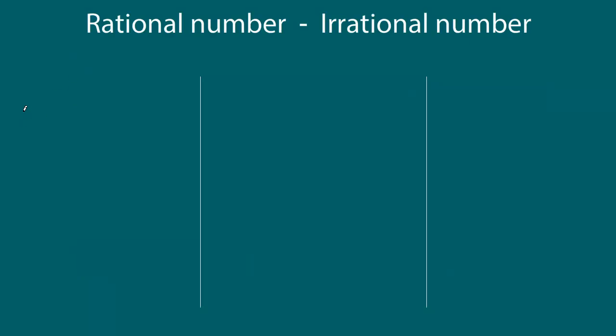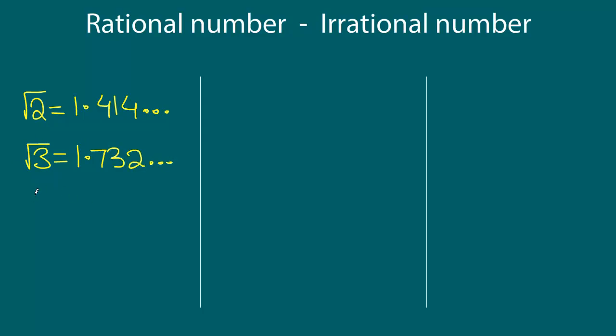So let's write down some irrational numbers. We know square root 2 is 1.414 and it goes on forever. Similarly, square root 3 is 1.732 and it goes on forever. I'm using these as just some examples. You can also try with square root 5, square root 7, and so on.